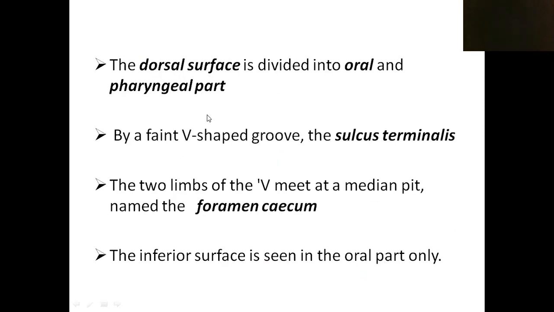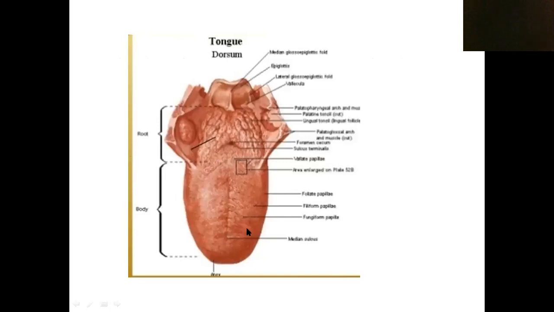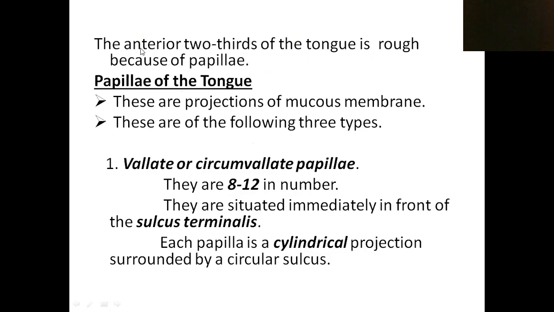Now we are going to discuss the oral part, or anterior 2/3. First I told you the dorsal surface has two parts, anterior 2/3 and posterior 1/3. Now we are going to see the details of this anterior 2/3. Later we will discuss the posterior 1/3. So first of all, the anterior 2/3. What are its properties? It is rough because of some projections known as papillae.